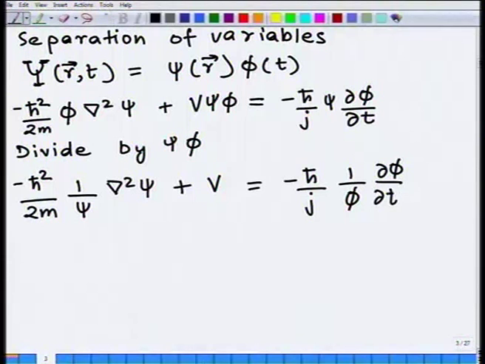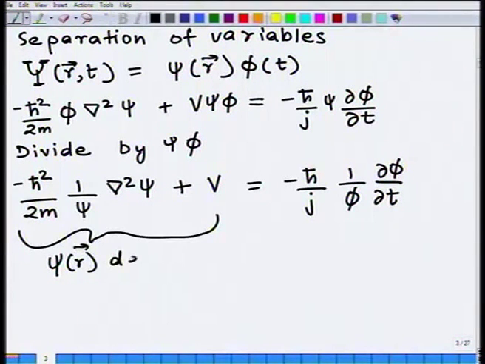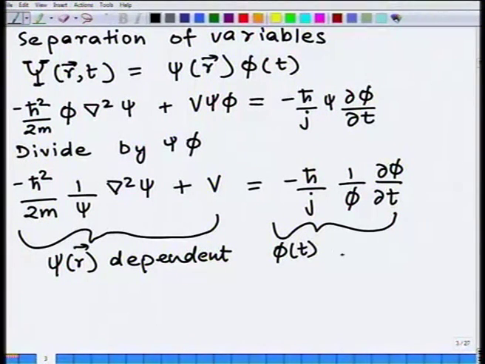What do you notice? What you notice is this is only phi dependent, which is position dependent. This is only phi r dependent, and this is time dependent, and yet they are equal, the spatial part and the time dependent part are equal. That only means that they both must be equal to the same constant, and that constant is the one we are taking as the energy.